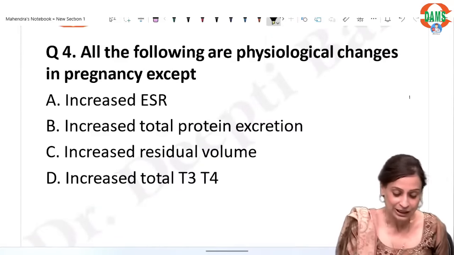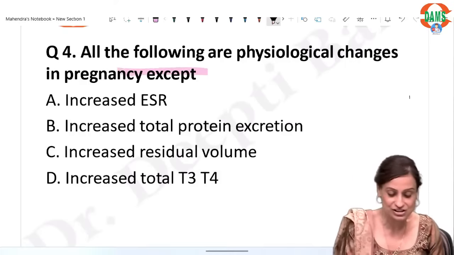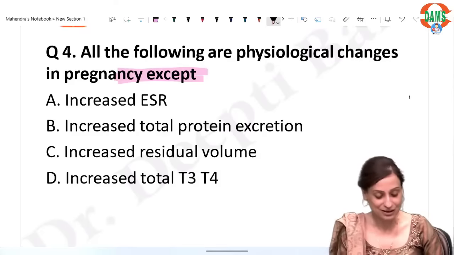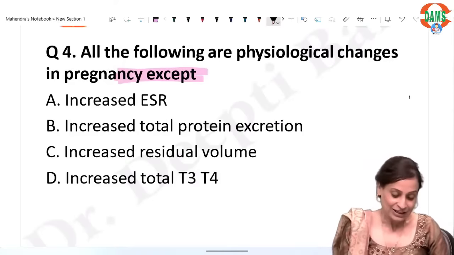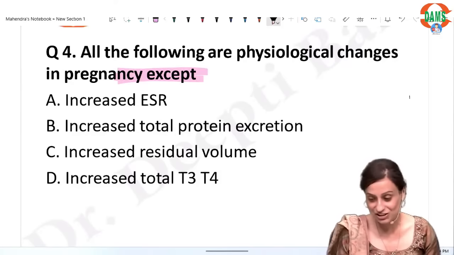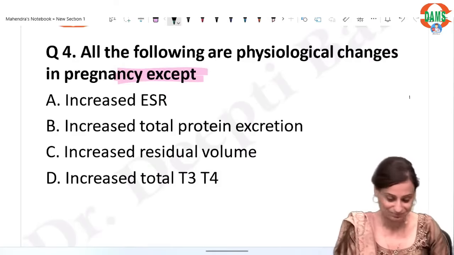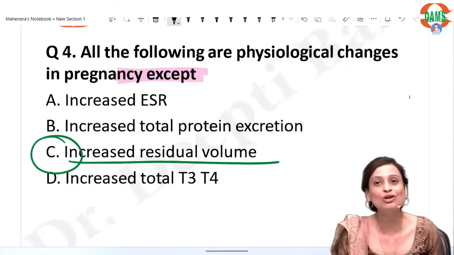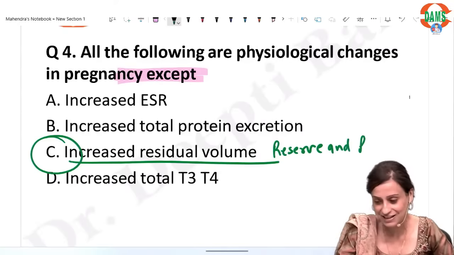A topic that INICET is fond of asking: all are physiological changes of pregnancy except. Okay. What is your answer? Quickly comment in the answer box as well as in your sheets, and then we will mark. So let me see if you got confused with this one. All the following are physiological changes except. The answer is C, increased residual volume. So please remember, reserve and residual volume.